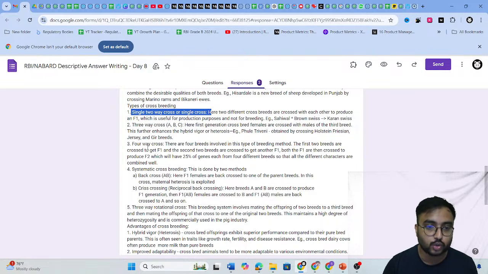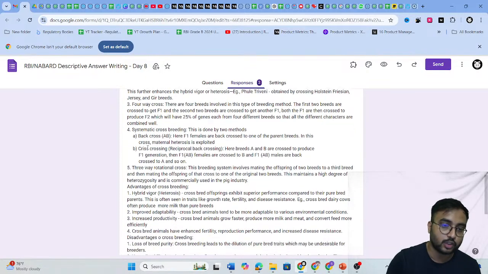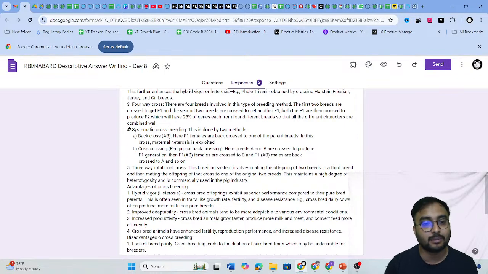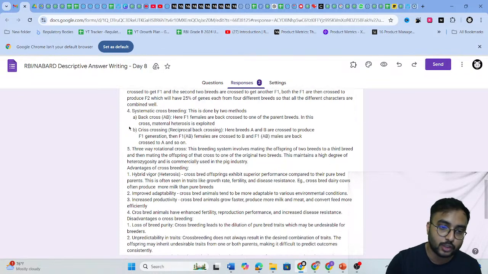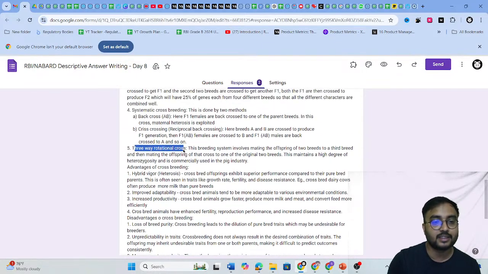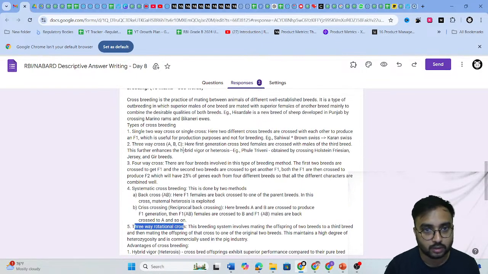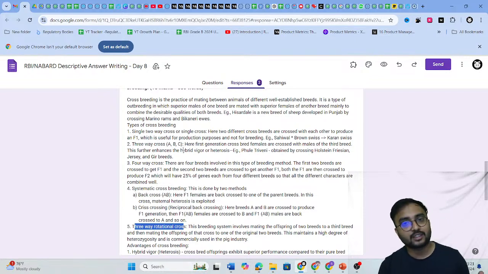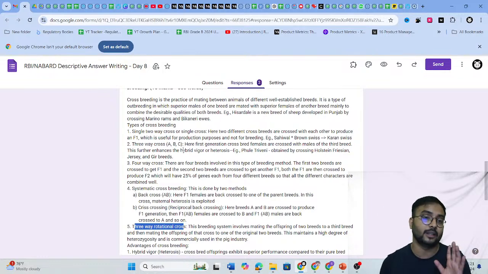Then four-way cross also he has mentioned. Then this is the third one. He has also mentioned the fourth type, that is systematic cross, that is back cross, crisscross also. Then he has also mentioned the fifth point, that is three-way rotational cross, and these are the five types he has mentioned. Now in our model answer we only mentioned three. Now that is also fine. He is broadly giving the classification. We have given the classification in a generic way. Why? Word limit.